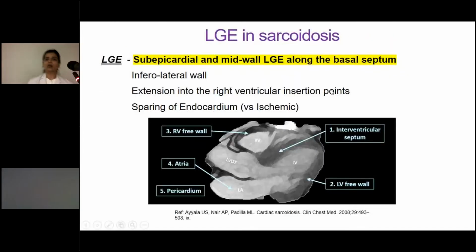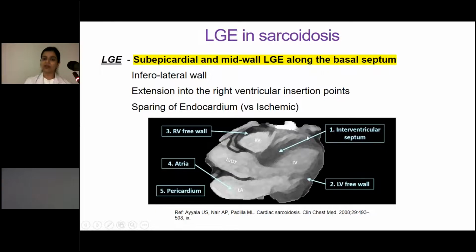So coming on to the pattern of enhancement in sarcoidosis. Late gadolinium enhancement confers a high amount of sensitivity and specificity for the diagnosis of this condition. However, there is no pattern which is specific for sarcoidosis. However, the most common pattern which has been documented in literature is patchy subepicardial and mid-wall late gadolinium enhancement involving the basal part of the interventricular septum.